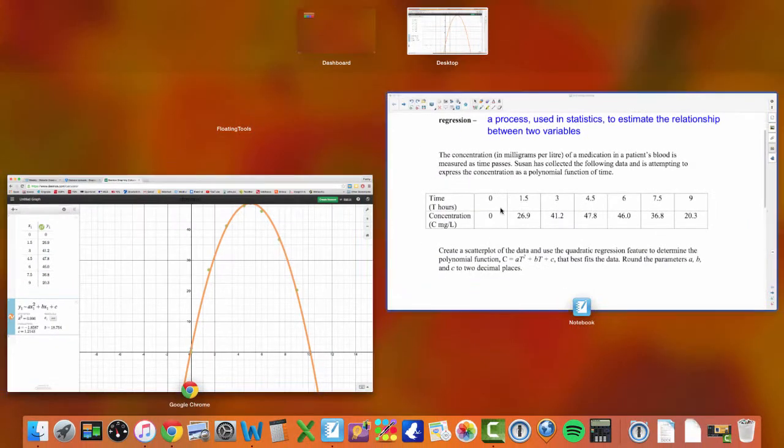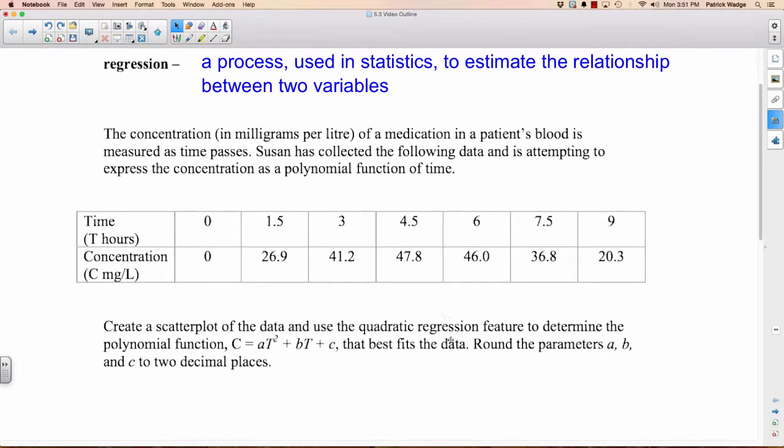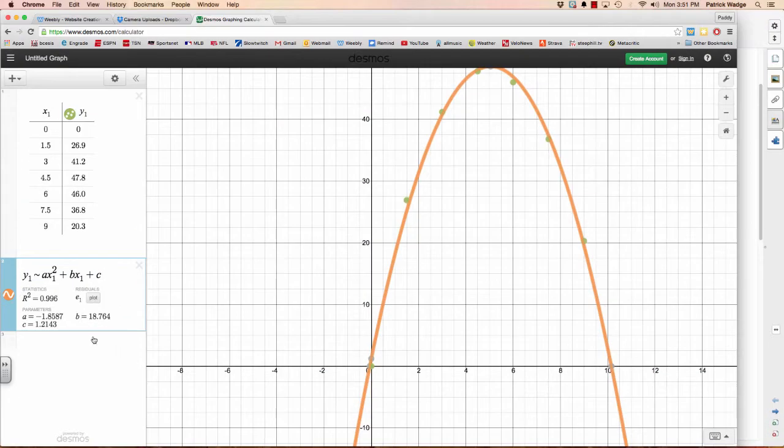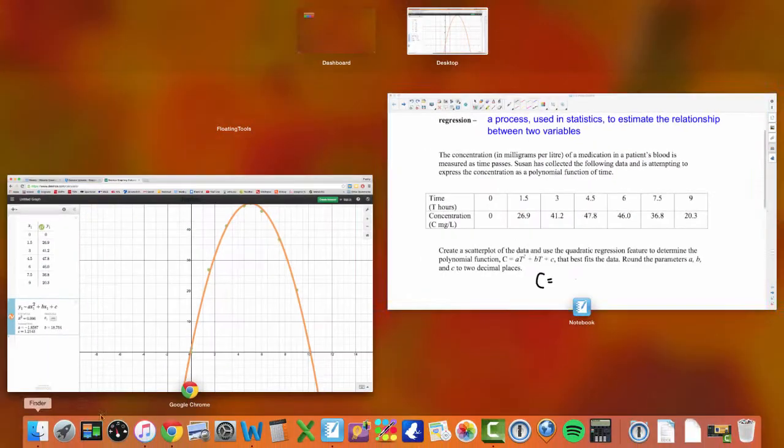So the first question is, create a scatter plot, determine the polynomial function c equals, now you can't put t's into Desmos, we put x's instead of t's, but that's fine. That best fits the data, we've done that. Round the parameters a, b, and c to 2 decimal places. So basically we're going to write this formula down, and we're going to do some rounding. So what we have here is c equals, now we need the a value. So we go back here and we look at the a value. It's negative 1.86 if we round to 2 decimal points.